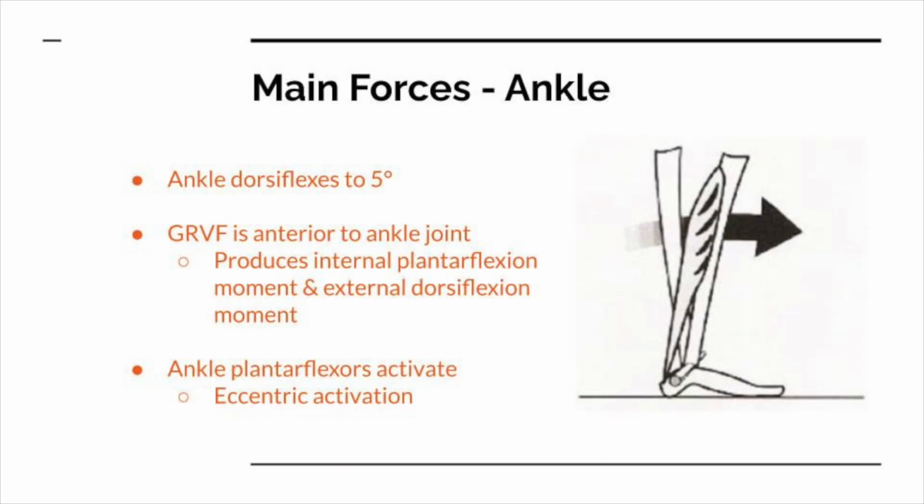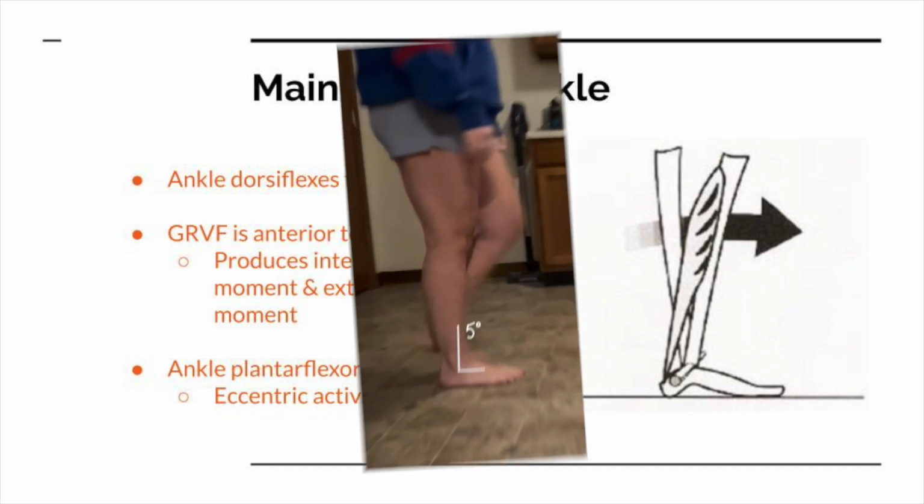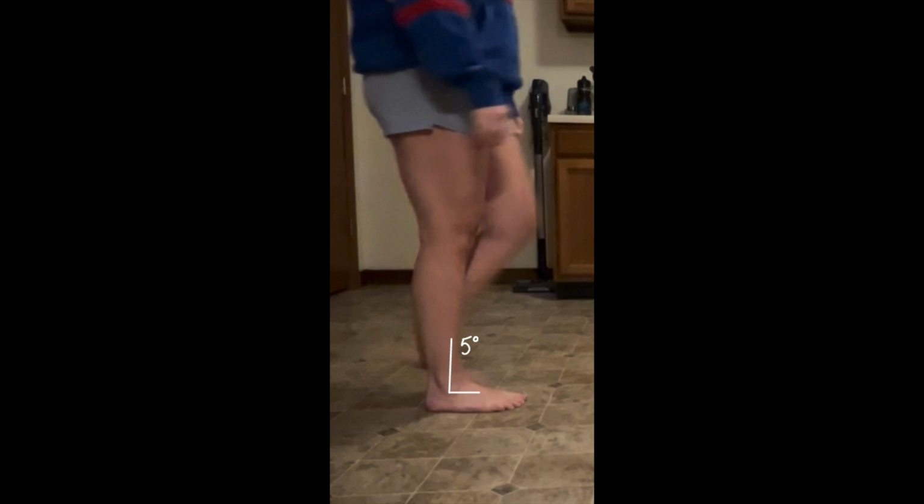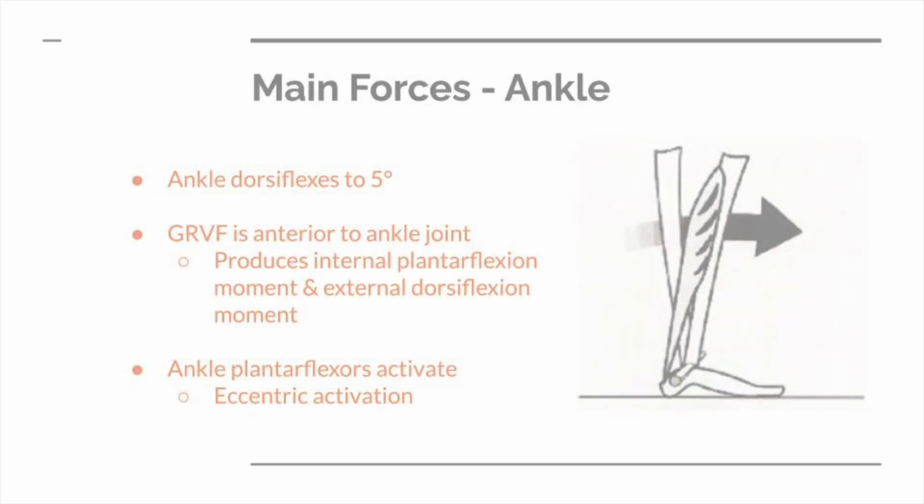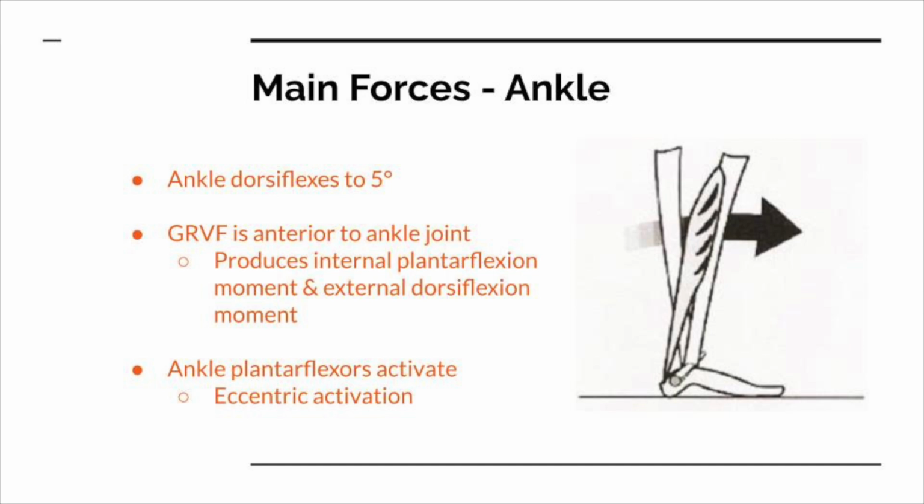During mid-stance, the ankle dorsiflexes into 5 degrees of dorsiflexion. The ground reaction force vector is anterior to the ankle joint. This causes an internal plantar flexion moment and external dorsiflexion moment at the ankle joint. In mid-stance, the plantar flexors are eccentrically activated.